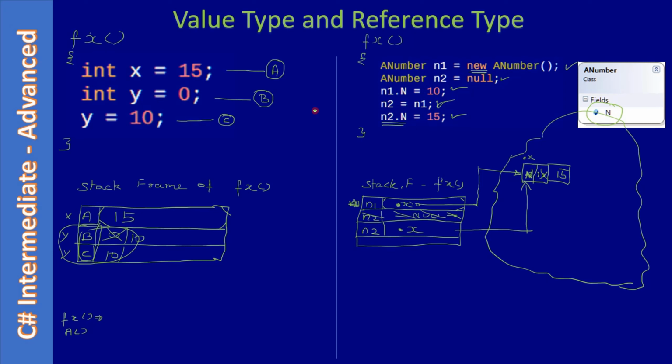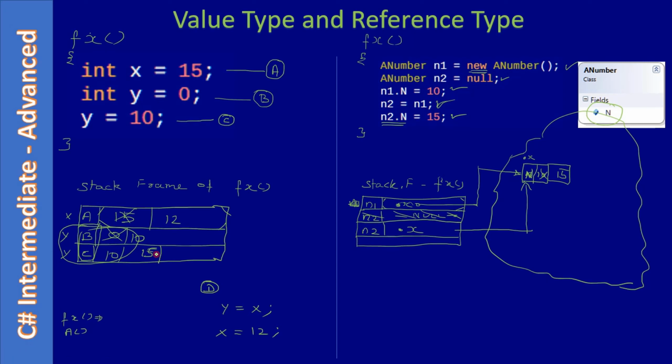Suppose it is not a heap location, and here let's consider this x and y, right? And y is 10. All three statements are executed. Here in the value type, let us say we are stating y equal to x, then x equal to 12. So the moment you say y equal to x, the content of x will get copied to y. So y becomes 15. Next we change x equal to 12. That means the content will get changed to 12.